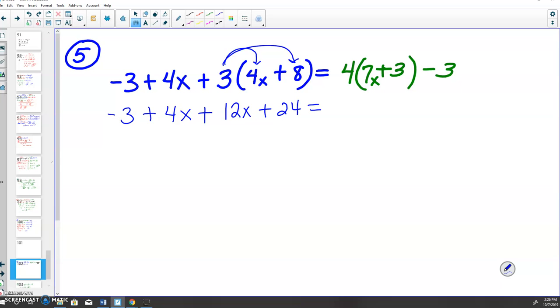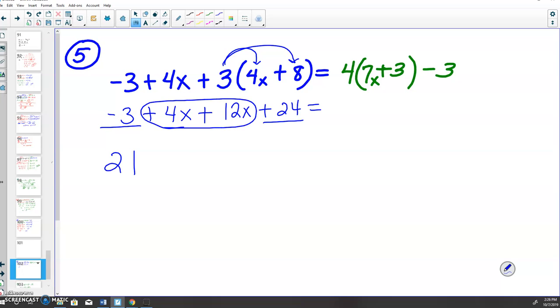Okay, my first hour had a really good question. They said, well, how can you combine these if they're not next to each other? It doesn't matter if they're next to each other. As long as they're both on the left side of the equation, you can combine any like terms. So this is a positive 24 and a negative 3, right? You have negative 3 plus 24. What is negative 3 plus 24? 21. Now these are next to each other, so that's fine.